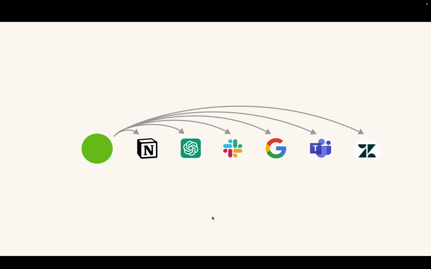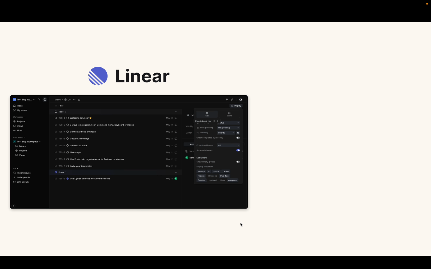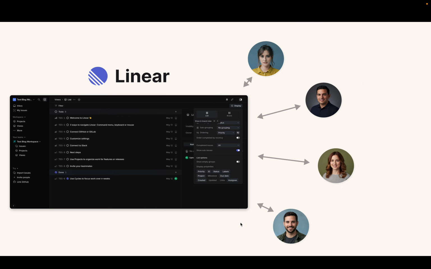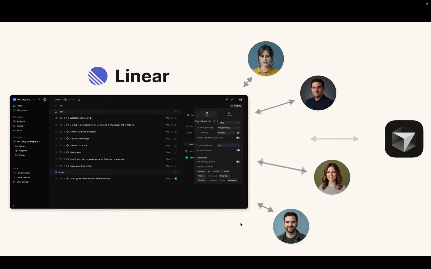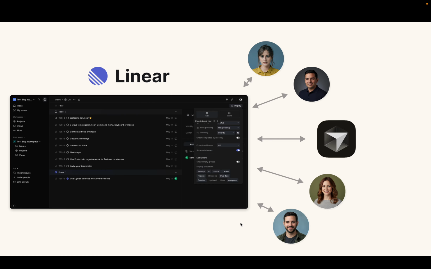The second pattern is the inverse of the first. So instead of invoking your app inside of other products, you can invoke other products inside of your app. Linear is a great example of this. It's project tracking software where you can manage tasks with your team and assign them to different people, and you can invoke a variety of other apps here, including Cursor, which is an AI coding tool.